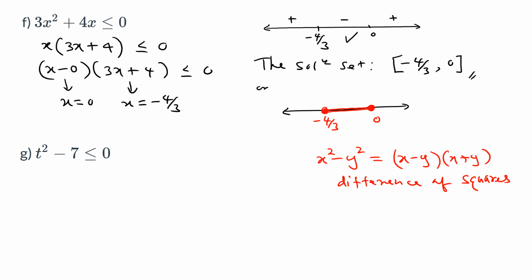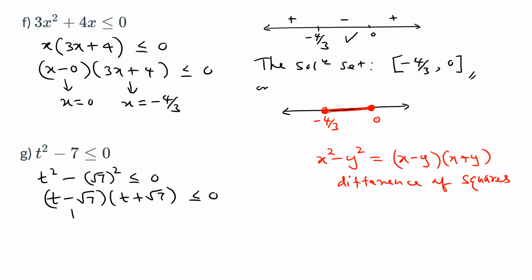So that means we can write 7 as square root 7 squared. So we can write this one as t squared minus square root 7 whole thing squared. So we write like that. Now you can see, because of the difference of squares argument, this is going to be t minus square root 7 and t plus square root 7. So it's the same thing again. This is t equals square root 7. This is t equals negative square root 7. So those are the two zeros you're going to get.